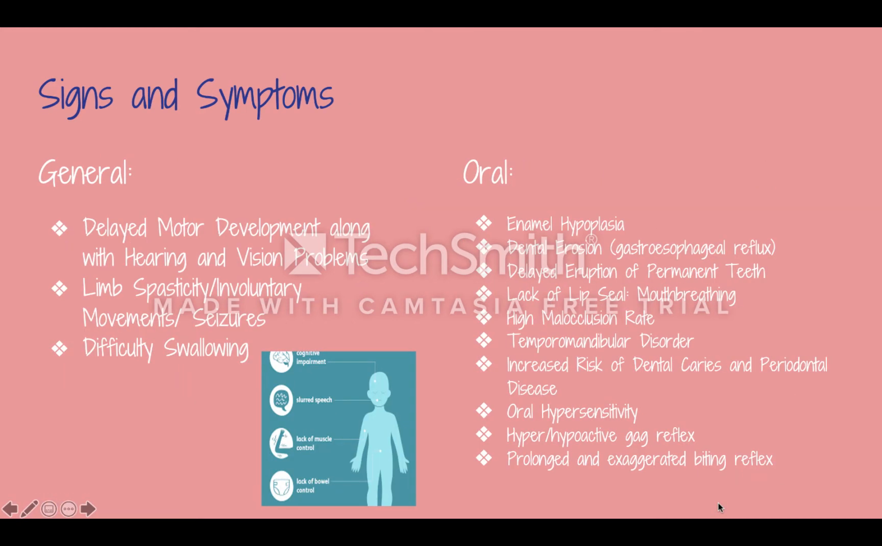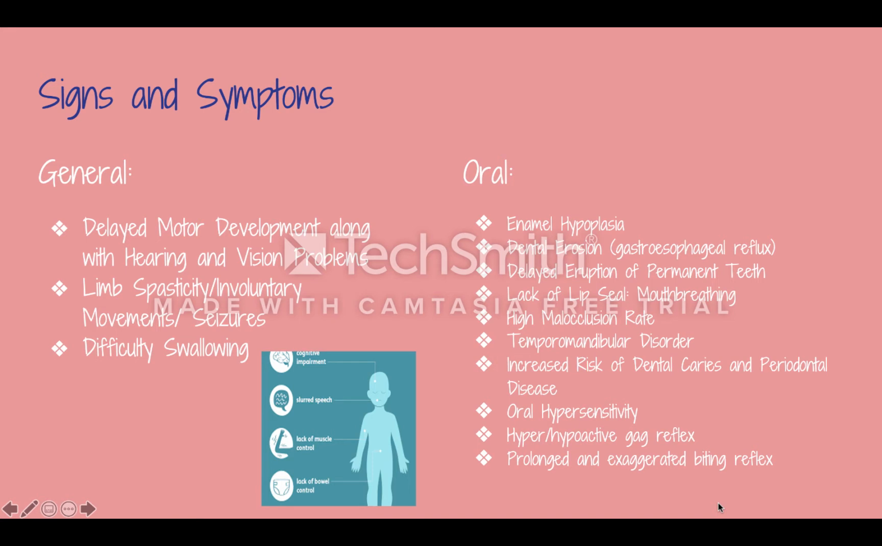So some signs and symptoms. Some general signs and symptoms you'll see are delayed motor development along with hearing and vision problems, limb spasticity/involuntary movements, and seizures are really common in about 50% of these patients. Also difficulty swallowing. Now this could be an oral sign and symptom too, but I just put it under general just because it had to do with the muscle weakness.